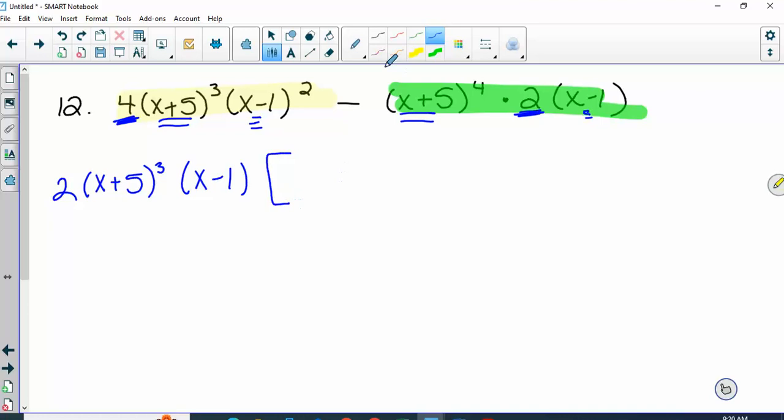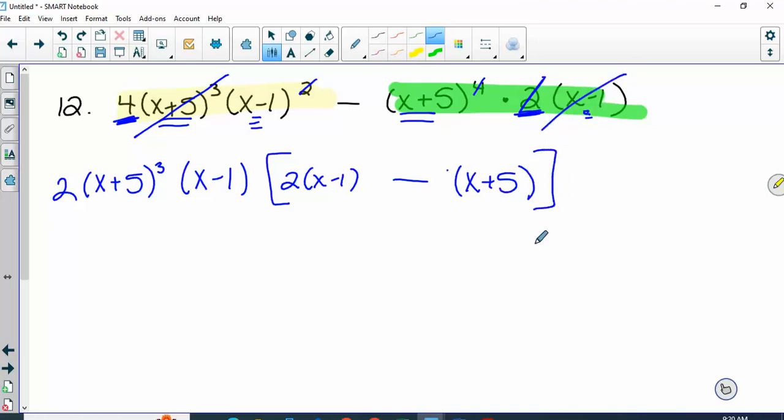All right, so let's figure out what's left. 4 divided by 2 is 2. I took out all 3 of these, and I took out one of those, so it's a 2 times x minus 1. Minus, I took out this 2. I took out 3 of these, so I'm left with an x plus 5. And I took out that. You guys agree with me here?